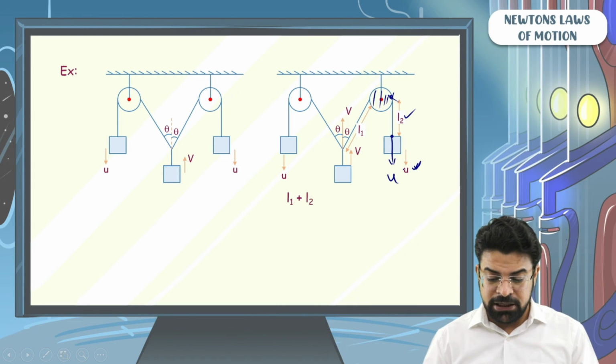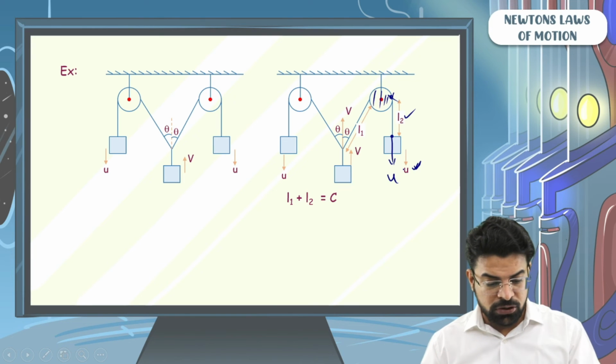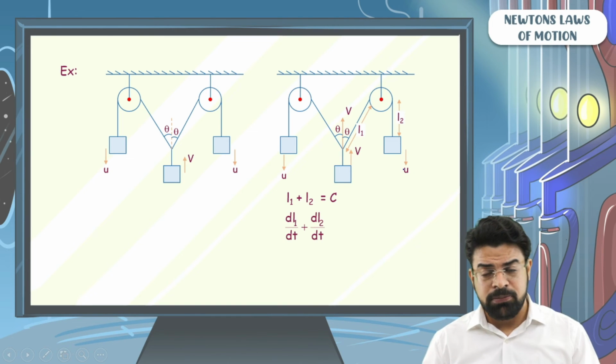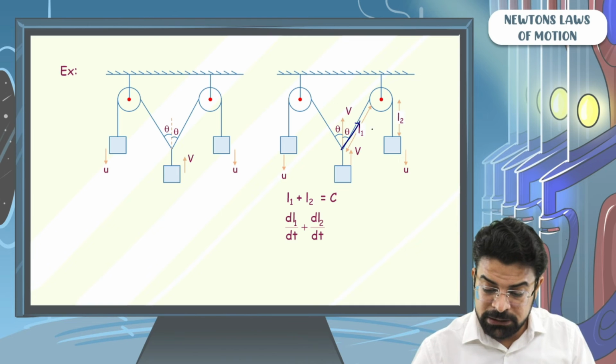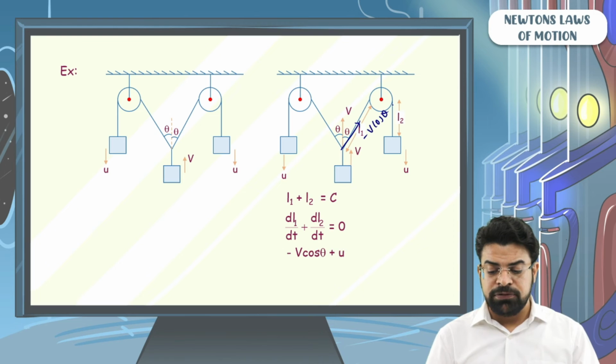So what we will write is L1 plus L2 equals constant. dl1 by dt plus dl2 by dt equals 0. dl1 by dt will be written as minus v cos theta. So we write minus v cos theta plus u equals 0, and u equals v cos theta.